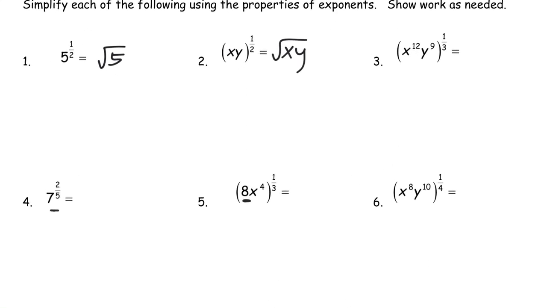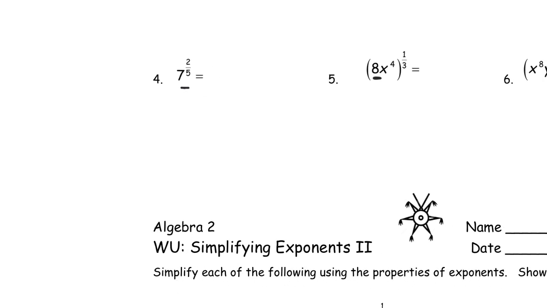Okay, so in this last one, it's power to a power. So you have x to the 12th to the 1/3, which would give me what? X to the what? Yep. And then you have y to the 9th to the 1/3, which would give me y to the... So since there are no denominators left, we don't have to worry about a radical. The only way you're going to have a radical is if you have a denominator.